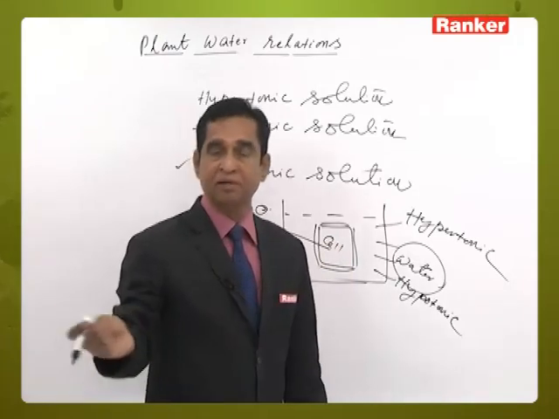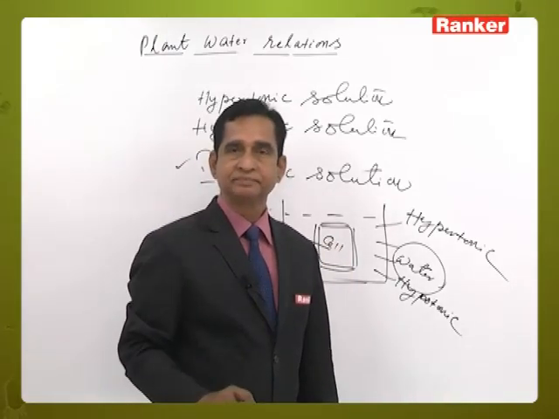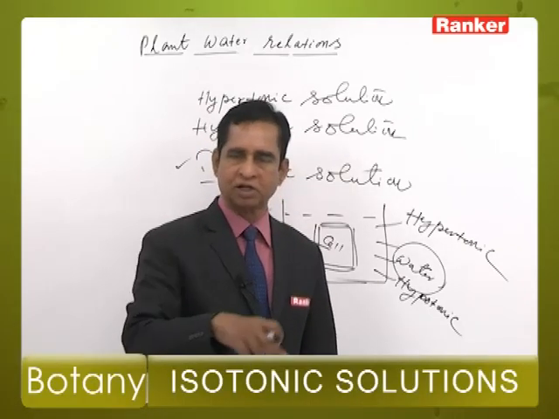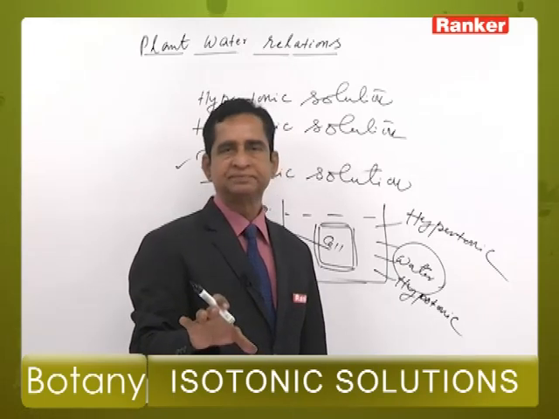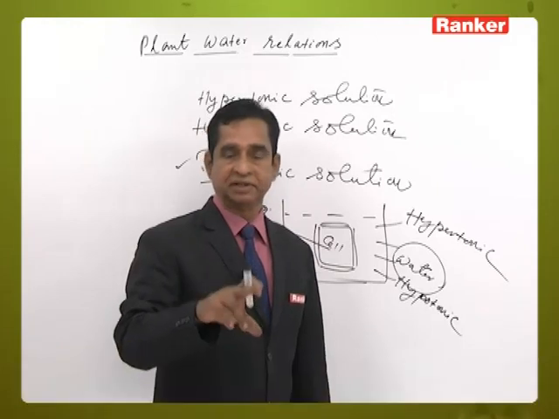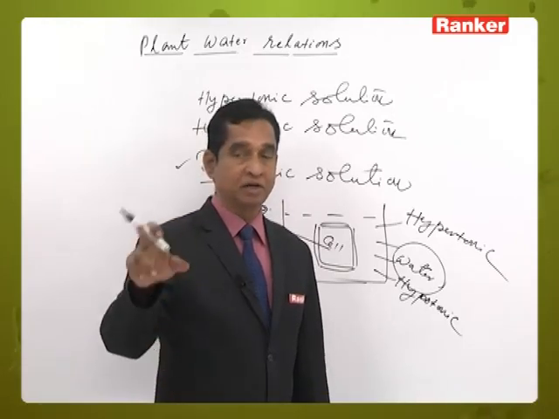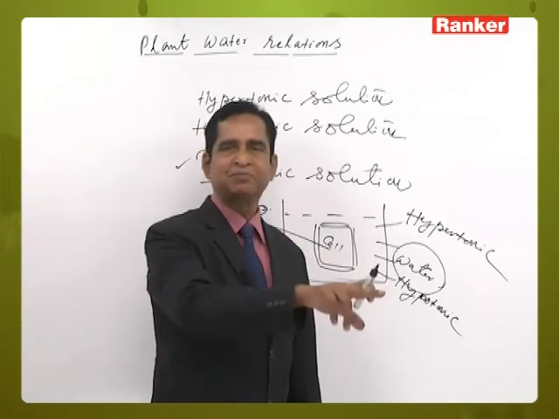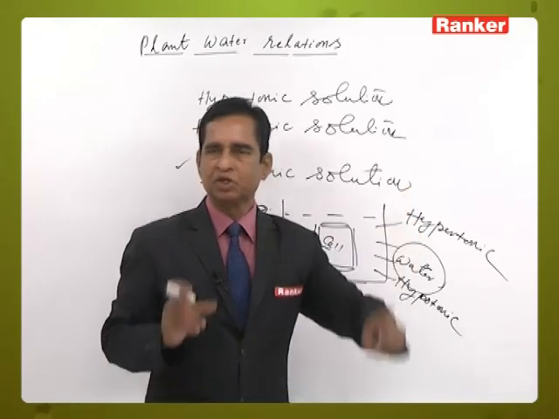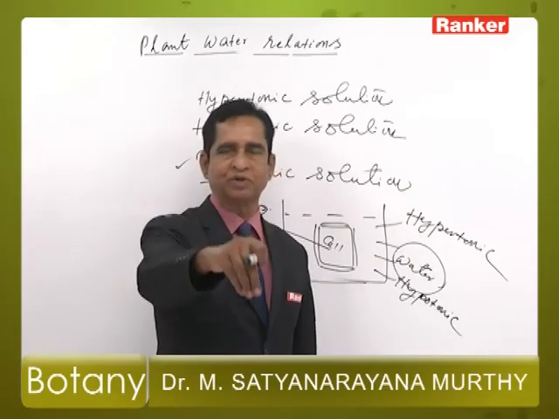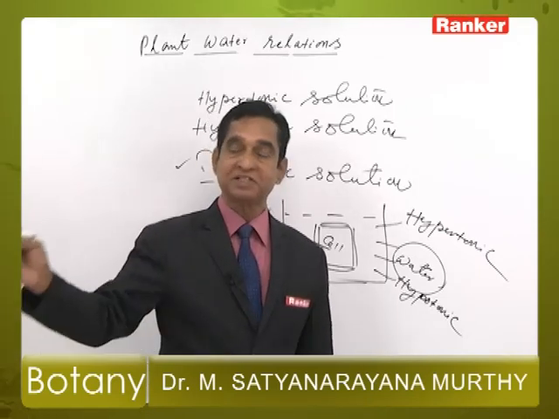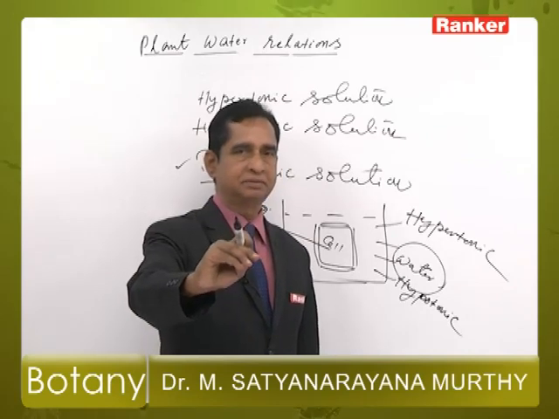If you add a chemical manure to a plant, that manure dissolves in soil water, becomes a solution. If you don't give enough water, the soil will have hypertonic condition, and from the plant the water comes out and the plant dies. So always when you add a chemical manure to a plant, it should be small in quantity and a copious supply of water must be given.